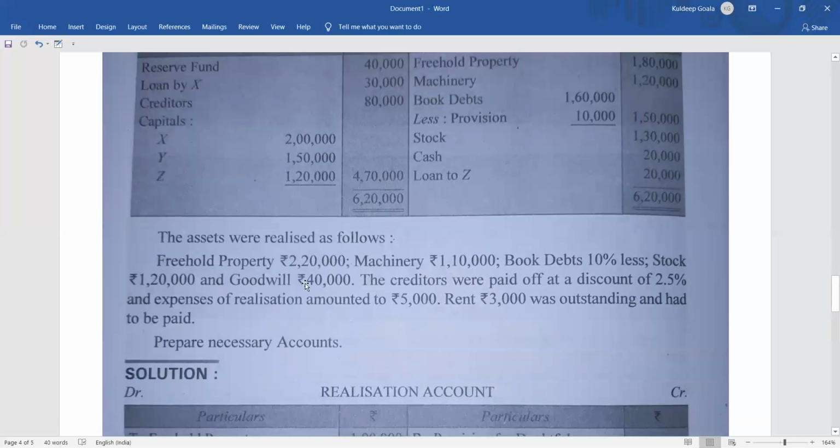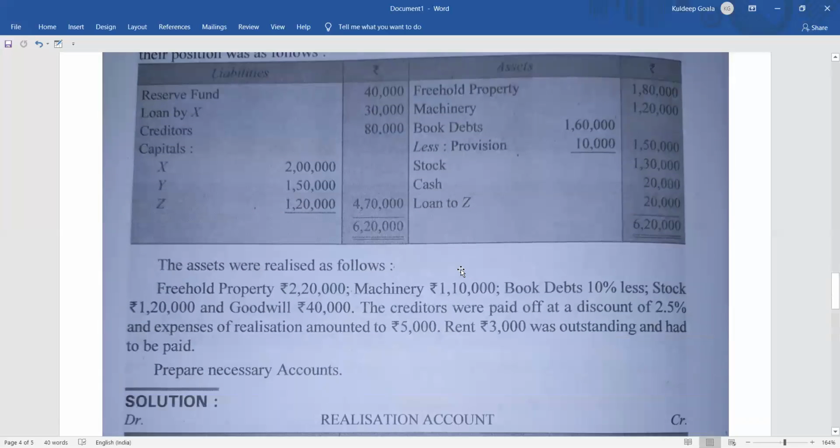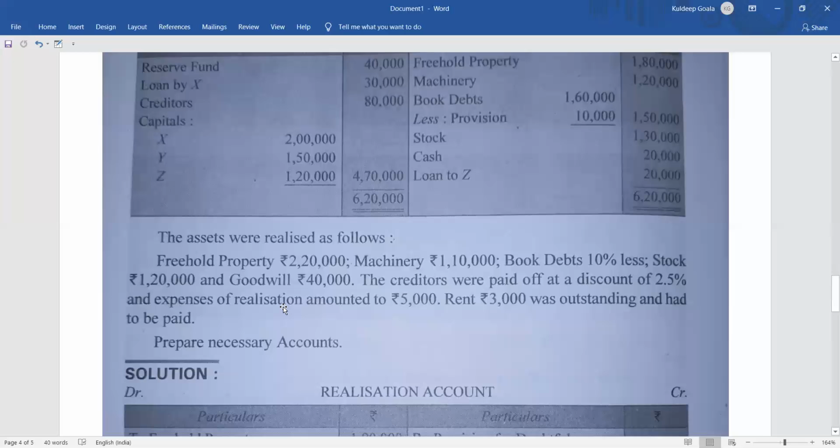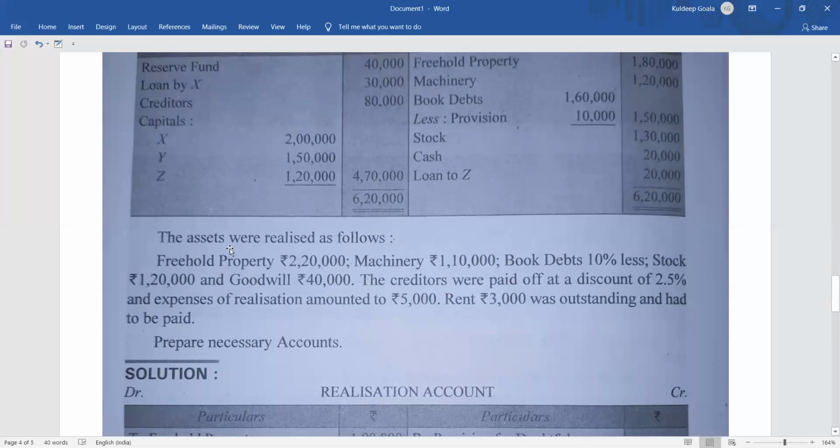Okay, once the entry has been transferred, settlement has been done in the realization. Now we can go for the adjustments. Other things will transfer later on. Okay, so what is there? The assets were realized as follows. Freehold property was realized 2,20,000.